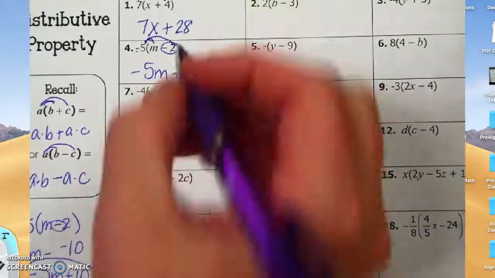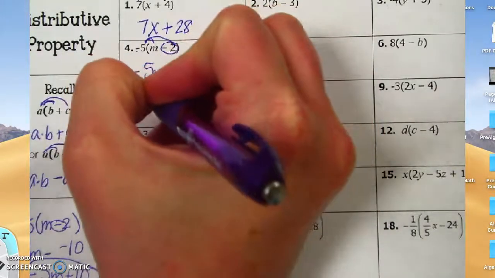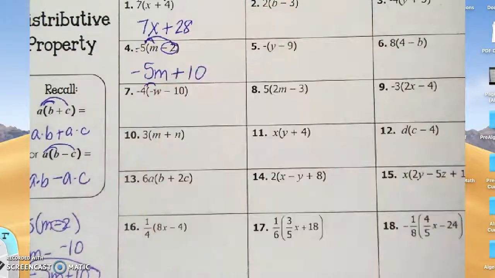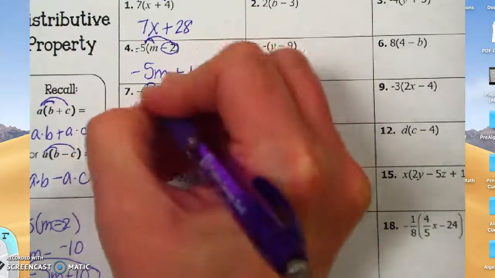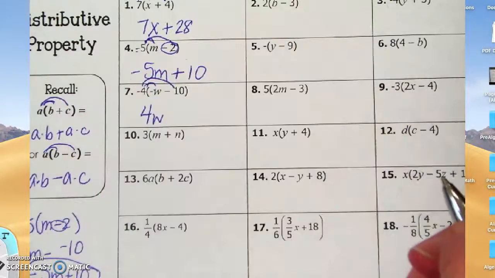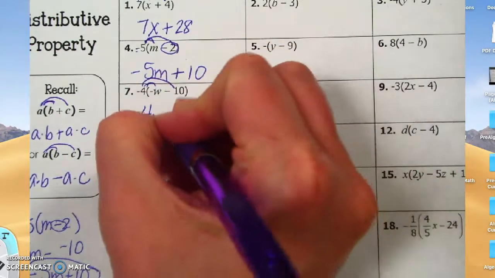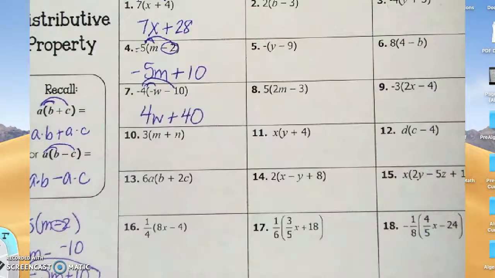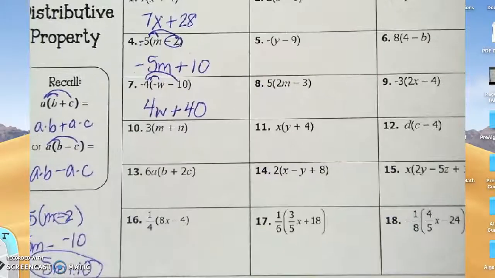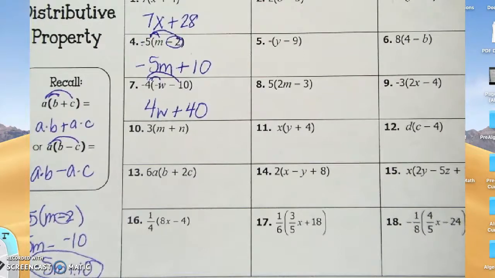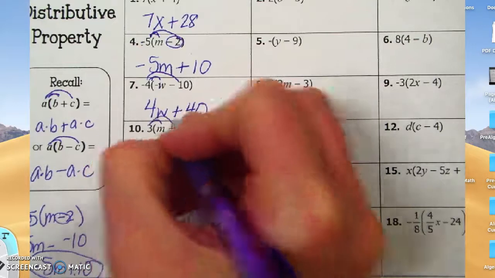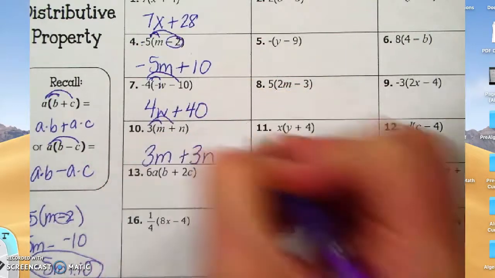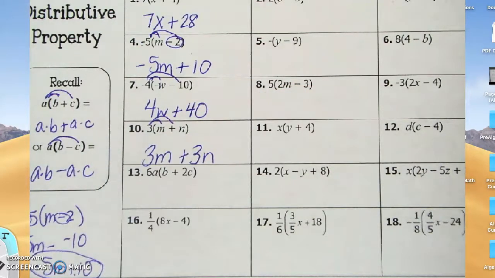So for number 7, we have negative 4 times a negative 1w, if it helps you to put the 1 in front. So that's positive 4w. Negative 4 times negative 10 is plus 40. Positive 40, so plus 40. We don't have to have numbers, we can have just variables. So 3 times m is 3m. 3 times n is 3n, so since it's a positive, we put a plus sign.